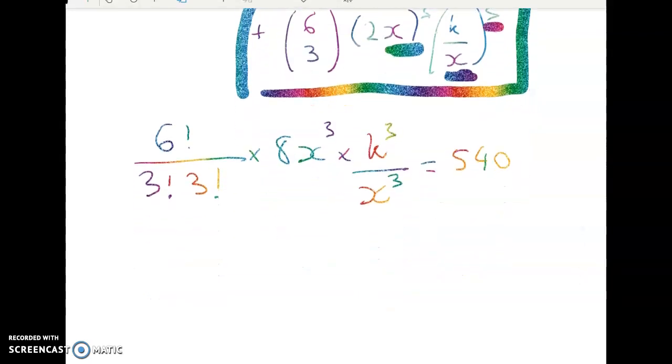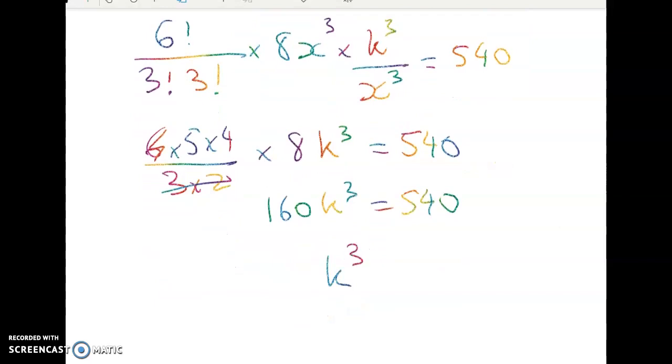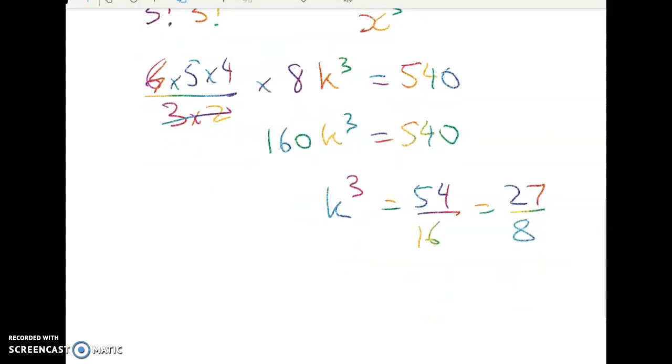So the combination simplifies to give me 6 times 5 times 4 over 3 times 2. Again, I know you're calculating that, but that's going to be 20. So 20 times 8 k cubed is equal to 540. That gives me 160 k cubed equals 540, leaving me with k cubed is 54 on 16, which looks like 27 on 8. And as soon as I get to that point, I should feel pretty happy that I haven't mucked it up, because both the 27 and the 8 are cube numbers. So k is equal to 3 over 2.